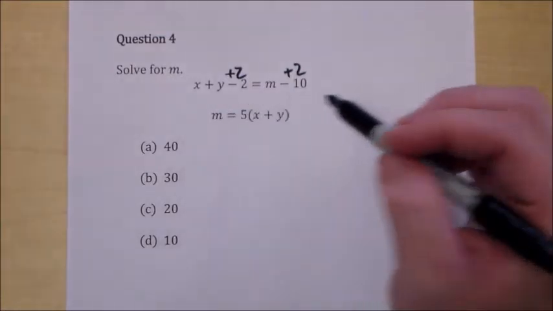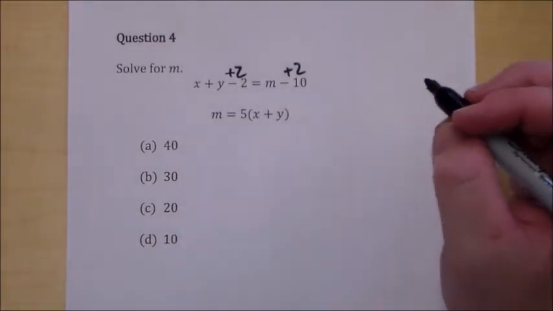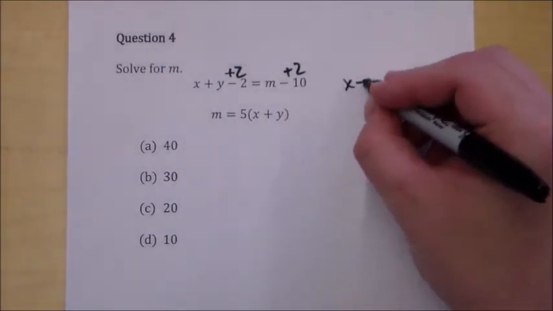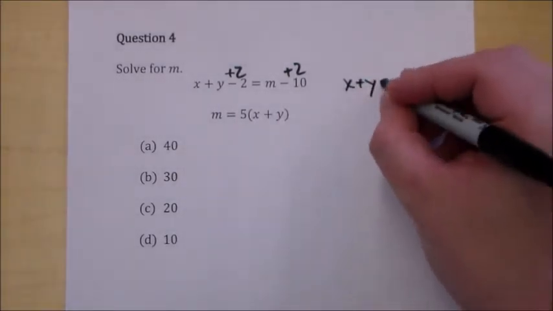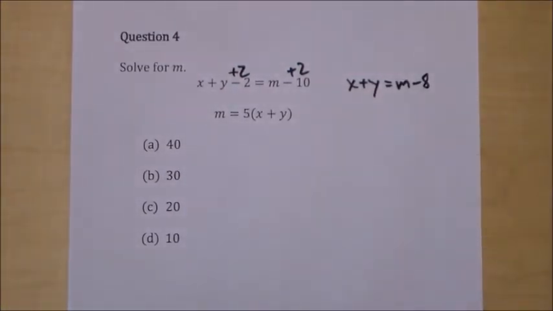You know how to get rid of a minus 2 from one side of the equation. It's not that weird. It's something that you're good at. I know you can do this. So if you just add 2 to either side, you have X plus Y equals M minus 8, right? It's minus 8 because negative 10 plus 2 is minus 8.